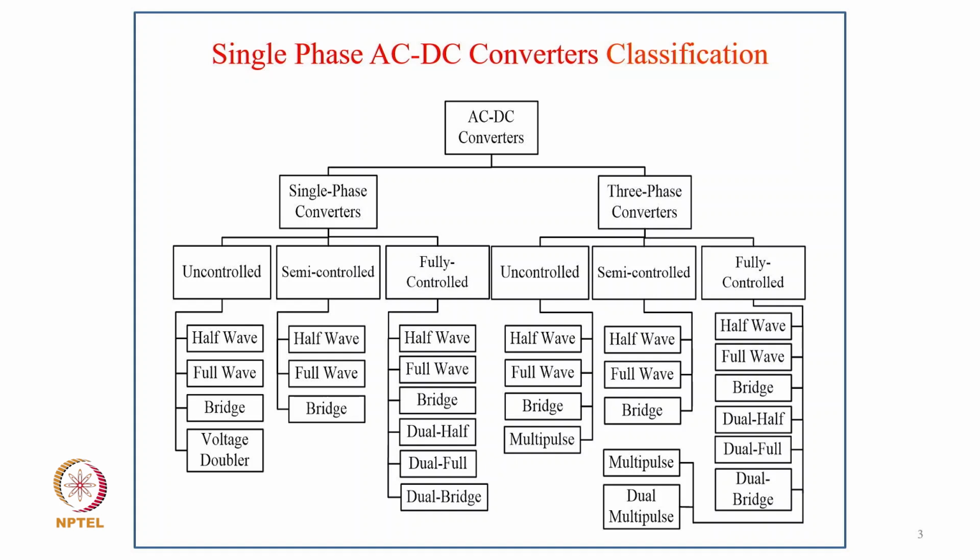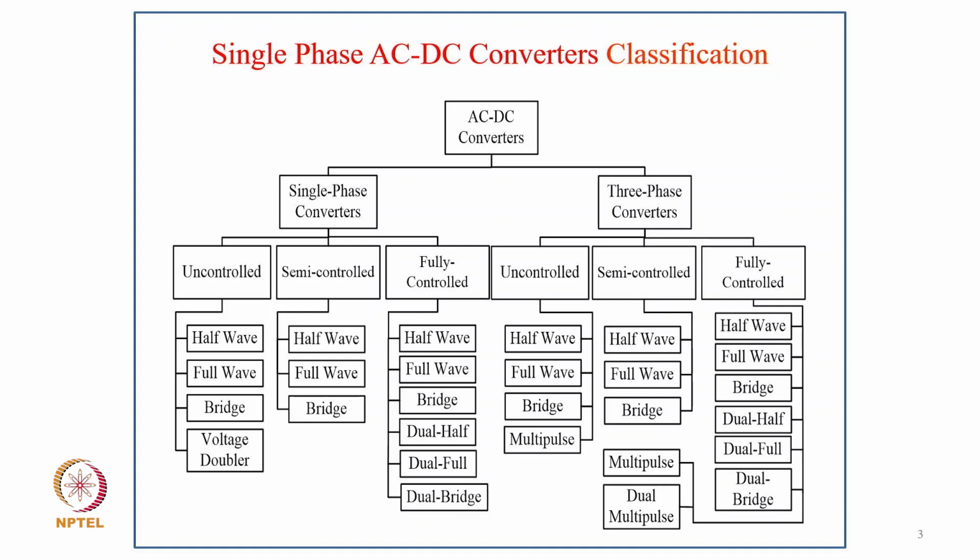Then single phase we can classify again into uncontrolled, semi-controlled, and fully controlled. In uncontrolled we have half wave, full wave bridge, and voltage doubler. In semi-controlled we have half wave and full wave bridge. And in fully controlled we have half wave, full wave bridge, dual half, dual full, and dual bridge.